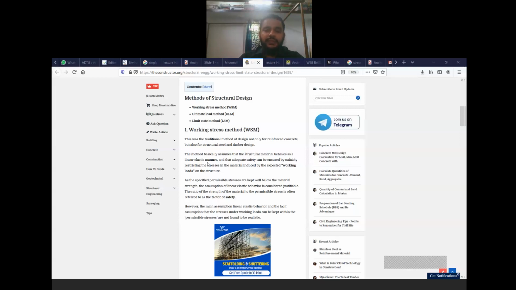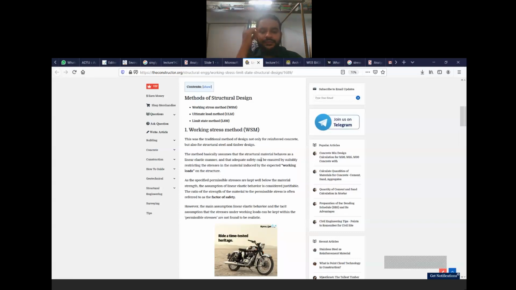In this method, it was assumed that the structural member behaves in a linear elastic manner. That means it was assumed that steel and concrete are both perfectly elastic. But as we know, these are not perfectly elastic. I hope all of you are getting what I am trying to say. Can you tell me whether steel is perfectly elastic? Yes or no?